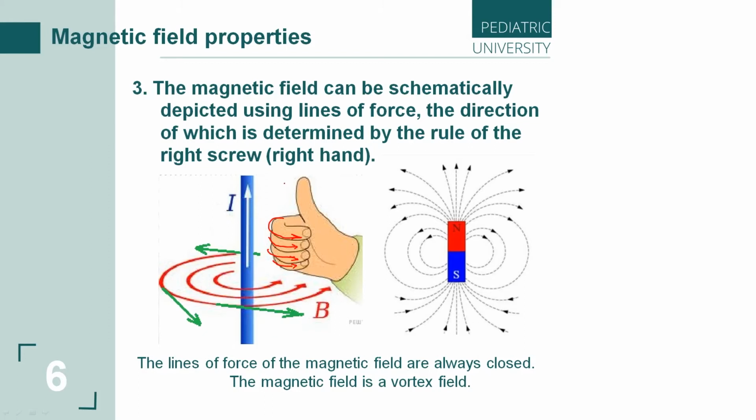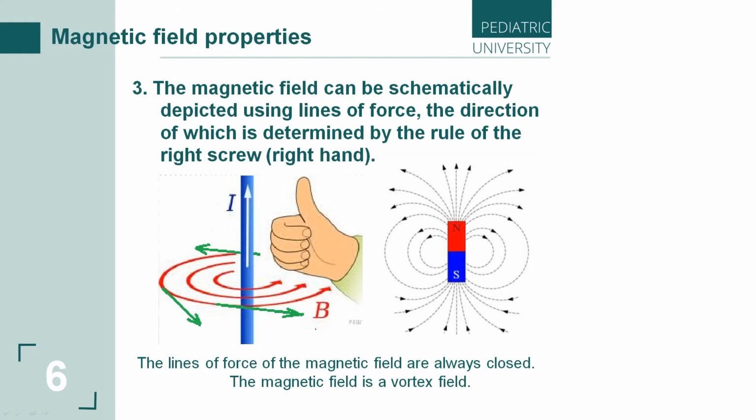Let's put, for example, the conductor in the hand. The first finger, the thumb, we should put like the current in our conductor, and our 4 fingers show us the direction of the magnetic field lines. And in this case, the force lines of the magnetic field are closed. Don't forget, please, because the magnetic field is a vortex field.